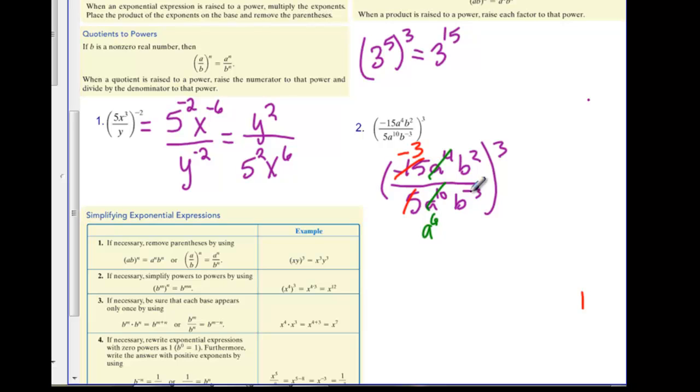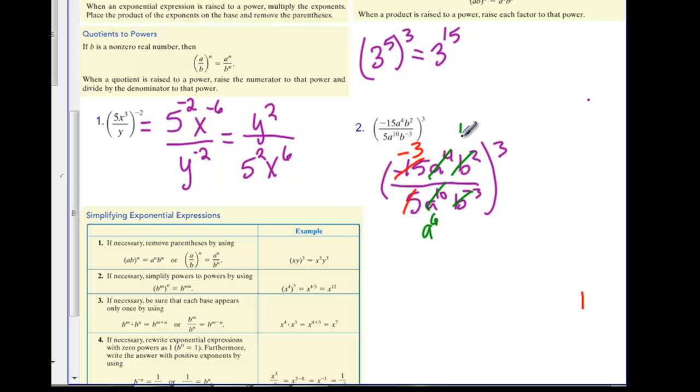Now this one's a little tricky. So I got b squared over b to the negative 3. So it's b to the 5th. I heard the answer in the back. Because if you do 2 minus negative 3, that's the same as 2 plus 3, which will give you the 5. The other thing you could have done is rewritten this b to the negative 3 on top as b cubed. So then you have b squared times b cubed, or b to the 2nd power times b to the 3rd power, and then you're adding. So this is going to turn into b to the 5th on top.